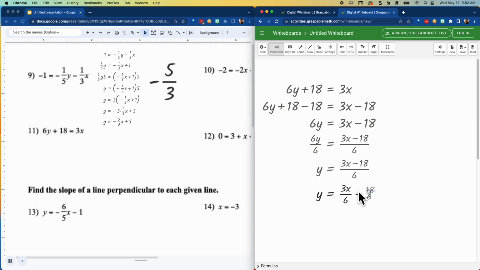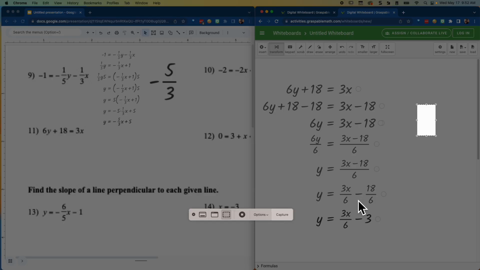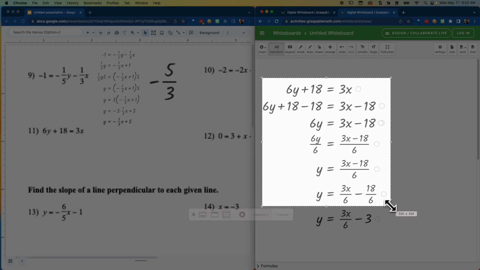So the 18 over 6 is just -3, but I don't really care. What I do care about is that the slope is this number here next to x. It's 3/6. You could write 1/2. You could write 3/6. You could write 0.5. All of those would be correct. So I'm going to capture my work. But I only need to go this far because that gave me the coefficient, or that number multiplied by x.